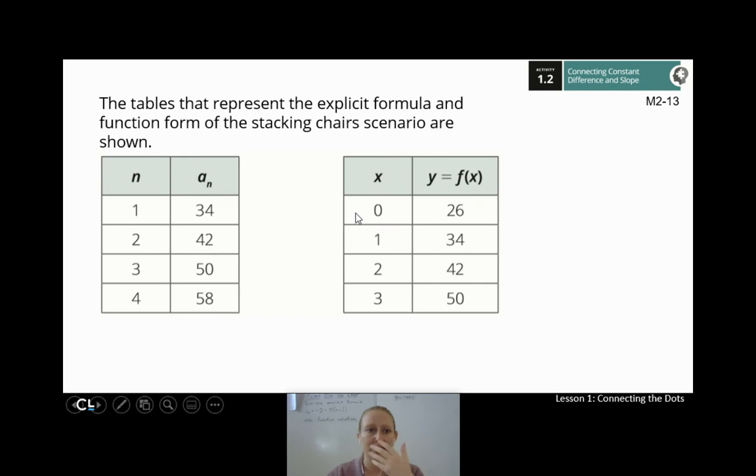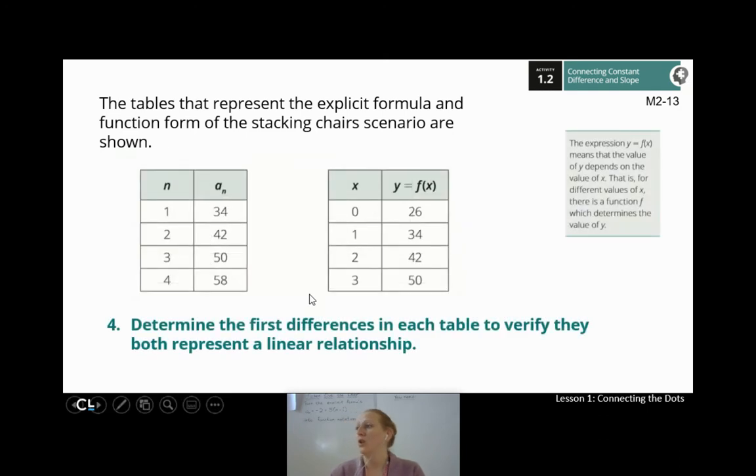So I'm going to show you what I mean here. The tables that represent the explicit formula and the function form are both here. So here's my explicit formula, my input, my output. Here is my function form, my input, my output. Now, we already know this is a linear function, but I'm going to show you how you can use first differences in a table. So we're over on page M2-13, and you have these lovely tables. So what we're going to do is determine first differences. First I'm going to check my x's and make sure we're just counting by ones. 1, 2, 3, 4, great. Because we're counting by ones, I can do first differences.